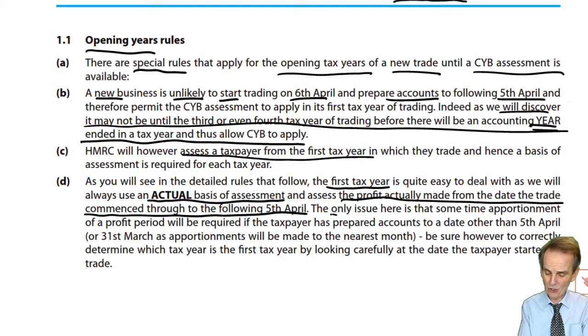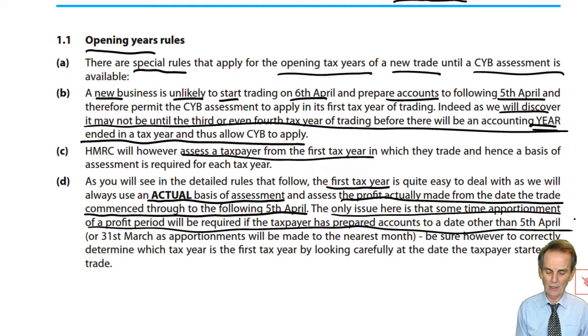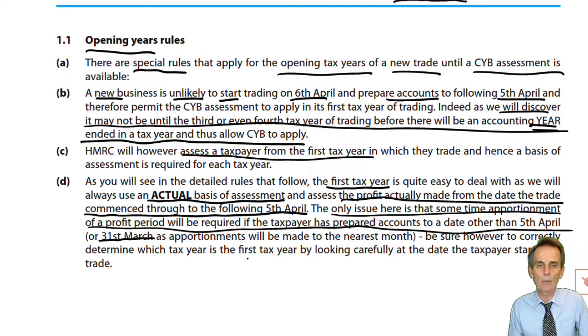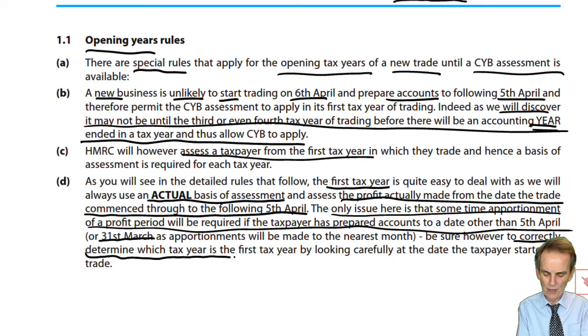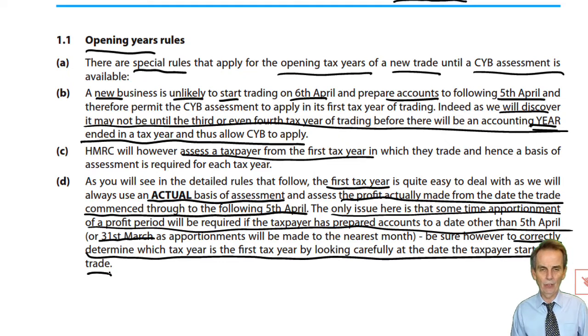As we said, the only issue here is some time apportionment of a profit period will be required if we prepare accounts to a date other than 5th of April. Again, as close as you'll ever get to, unless they tell you 5th of April, is the 31st of March. All of our time apportionments that we do here will be to the nearest month, so 31st of March effectively equates as the same as the 5th of April. Be sure, however, to correctly determine in which tax year you started to trade. What is the first tax year?